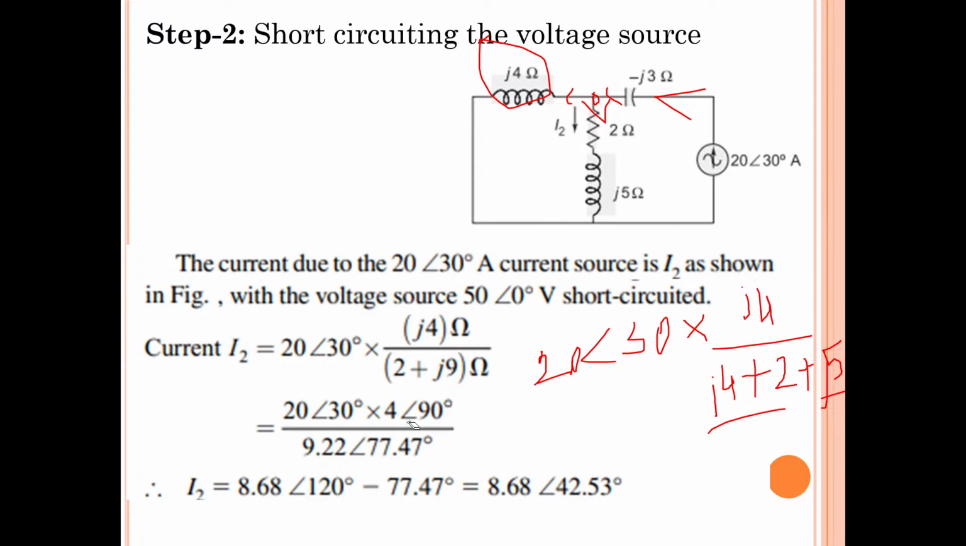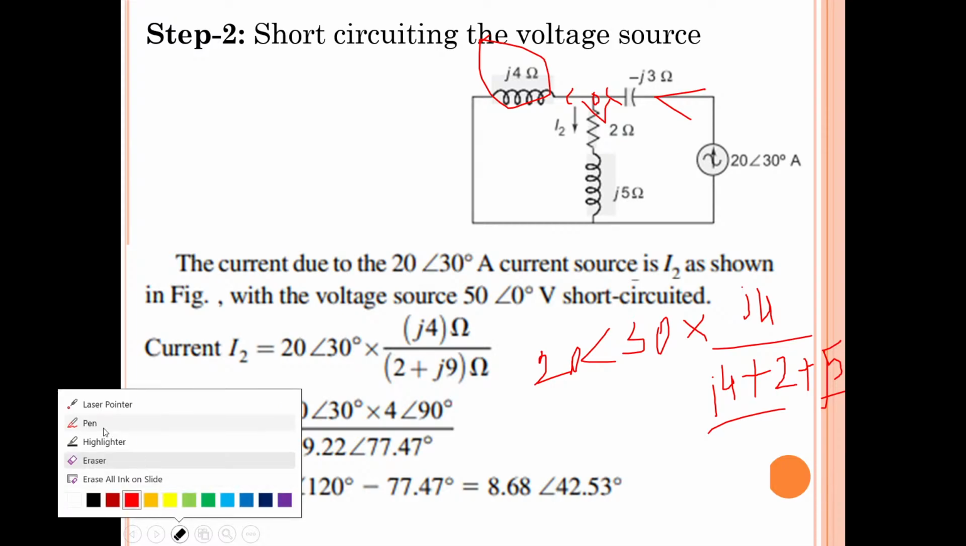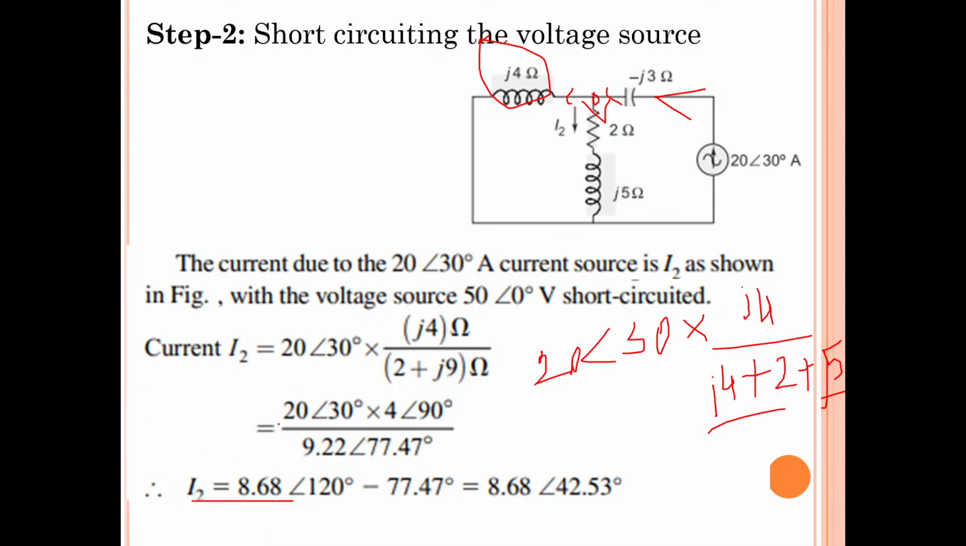Can anyone mention in the chat box, how much is it? It is 80. 80 divided by 9.22, you will get 8.68. And 120 minus 77.47. So you just multiply and divide the magnitude terms, you will get 8.68, and just subtract the angles, 120 minus 77.47. You will get the I2 value. What is I2? 8.68 at an angle of 42.53 degrees.